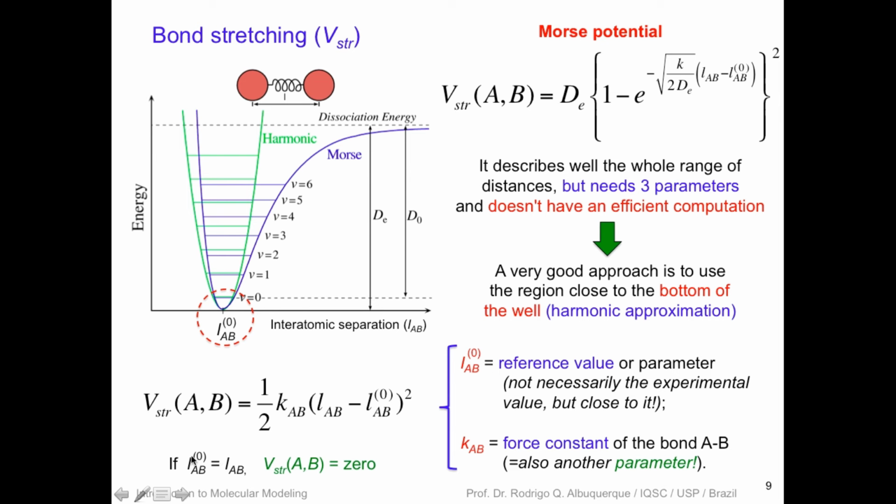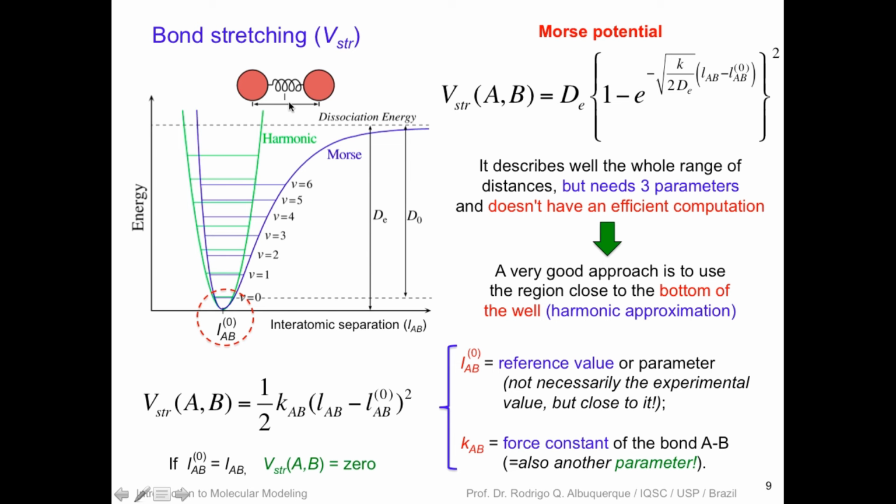Let's see what happens if the variable of this equation, which is only L, this distance, can assume any value, while K and L0 are constants, they are parameters. And when the bond distance assumes precisely the same value as the reference bond distance, what happens here? V equals 0, which means you don't have any energy penalty associated with this conformation. So when the atoms are separated by a distance of L0, V is 0.